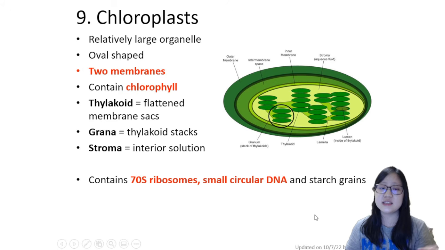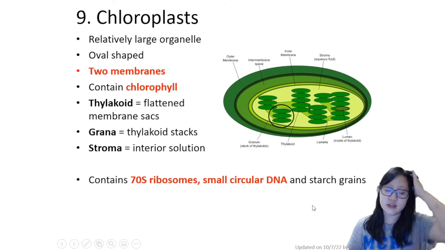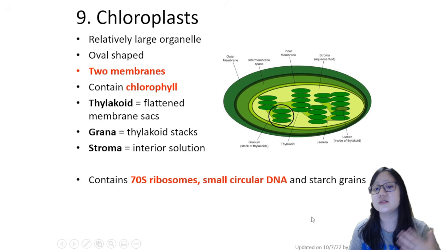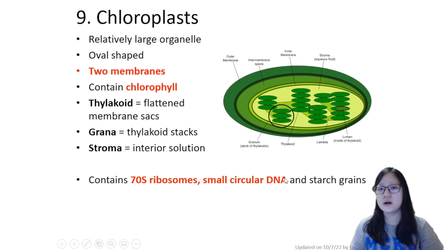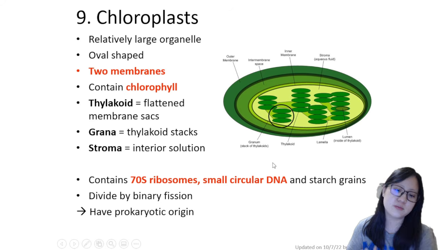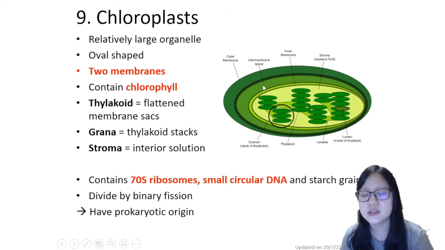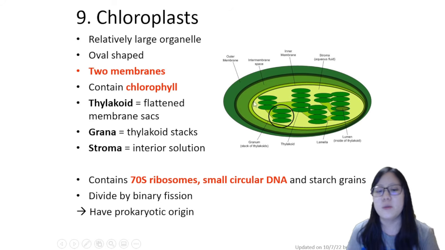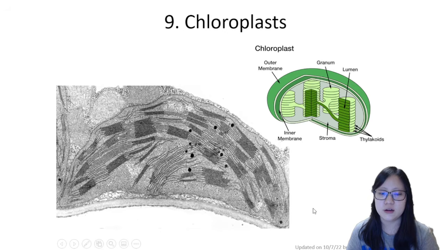Now, just like mitochondria, it's special, right? Again, it's two membranes. It contains ribosomes, small circular DNA, and because chloroplasts harvest light energy to make food, they also have starch grains inside the chloroplast. It also divides by binary fission, and all of this is because, well, it probably has a prokaryotic origin.